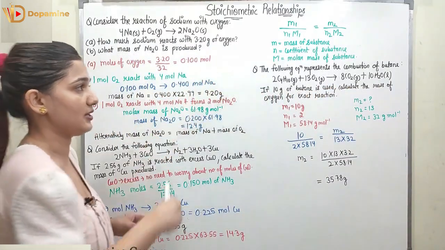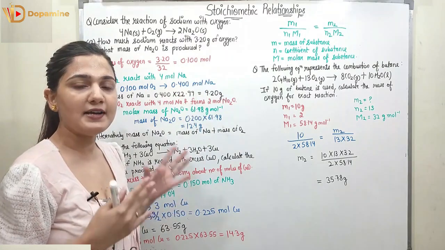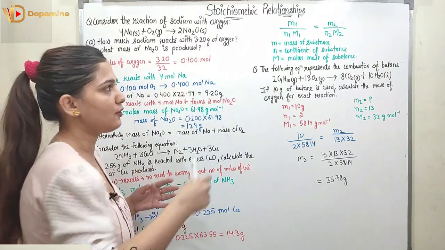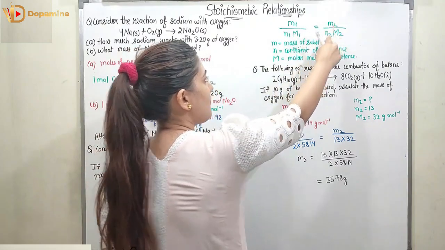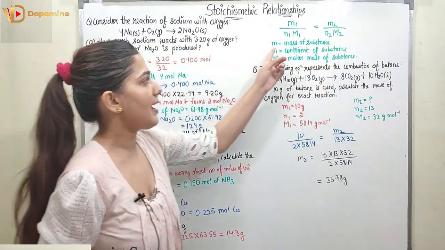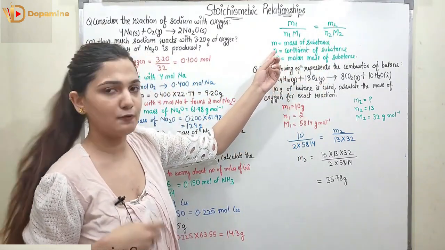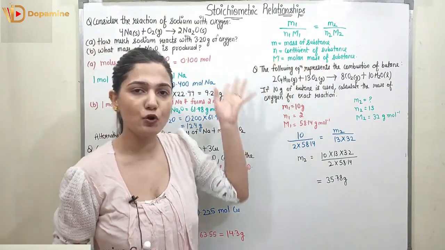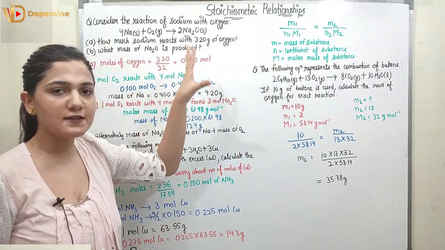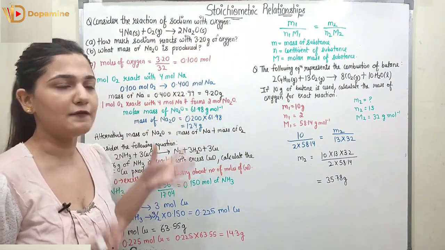Now coming to this equation. This equation is used to find out the mass of the second substance. So here m1 upon n1 into capital M1 is equal to m2 upon n2 into capital M2, where small m is the mass of the substance, the given mass. n is the coefficient of the substance and capital M is the molar mass of the substance. We will be using this formula to find the unknown mass.